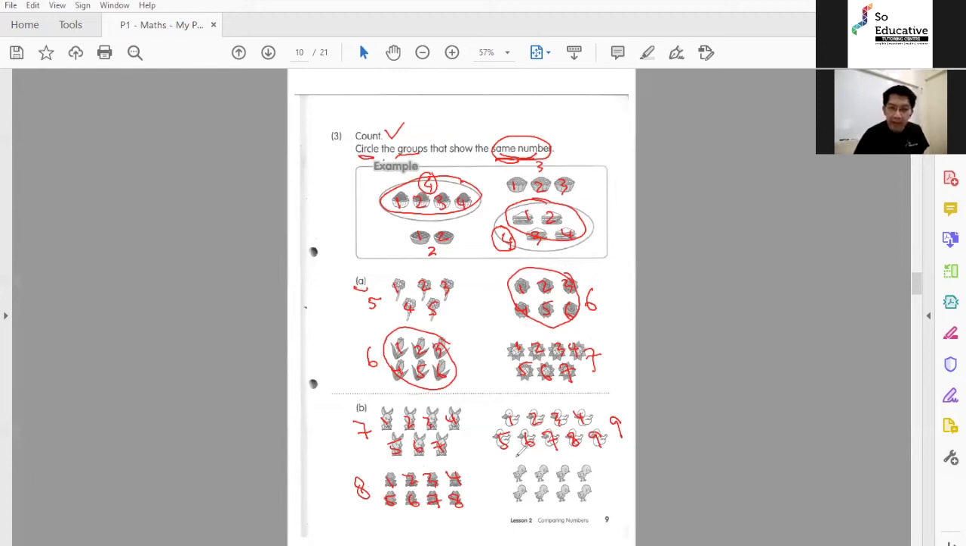And let's count the chicks. 1, 2, 3, 4, 5, 6, 7, 8. So there are 8 chicks there. So the groups that have the same number, you can see this one is 7, this one is 8, and that one is 8 too. So these two should be circled.